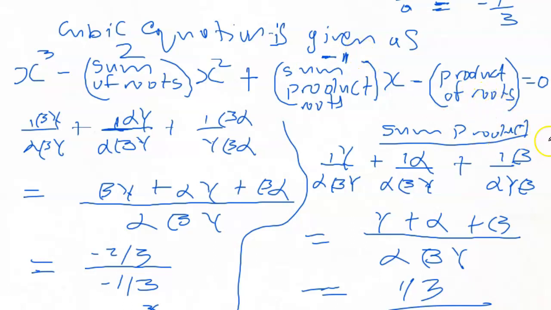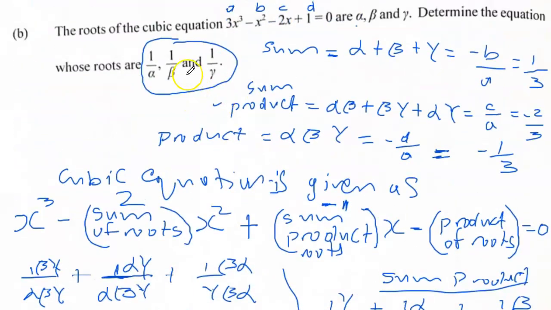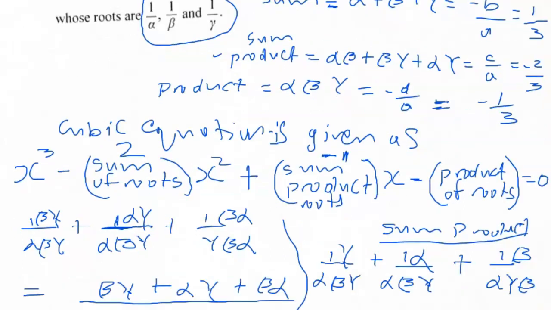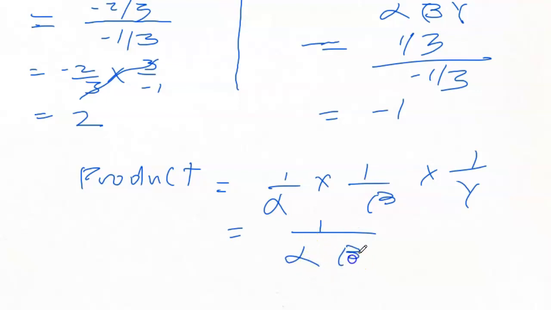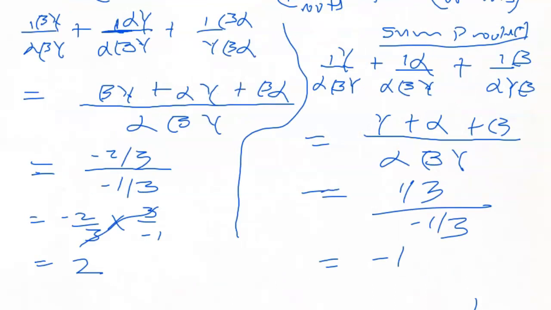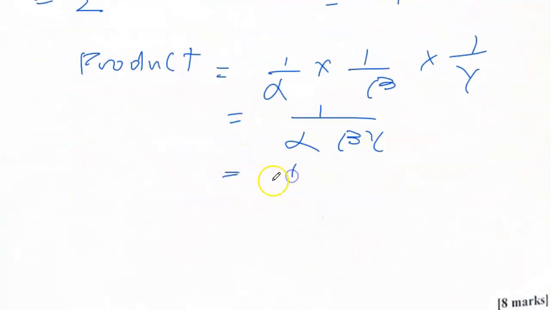Let's find the product of the roots now. The three roots here: if you multiply these three terms, 1 over alpha times 1 over beta times 1 over gamma, that's equal to 1 over alpha beta gamma. And remember, alpha beta gamma is negative 1/3. So it's 1 divided by negative 1/3, that's equal to negative 3.